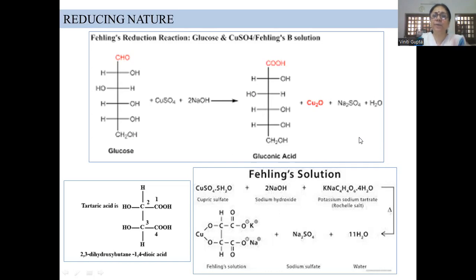Fehling solution is made up of two types of solutions. We mix both A and B to get a Fehling solution. Fehling solution A is copper sulfate, cupric sulfate, and Fehling solution B is a solution of sodium potassium tartrate. When we mix both of them in equal proportion, we get this Fehling solution. Now this Fehling solution, as you can see, will automatically react to give us this reaction.